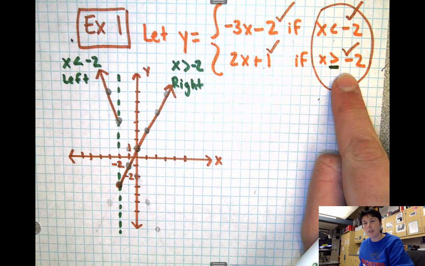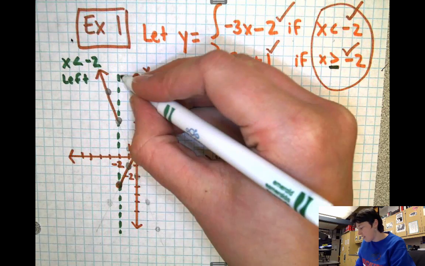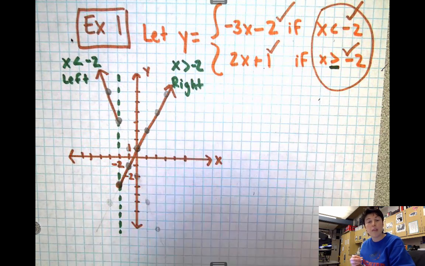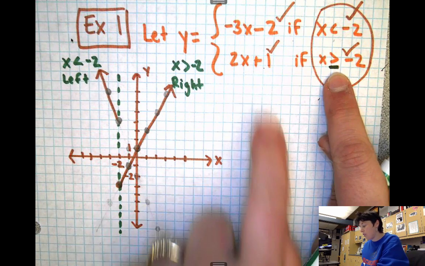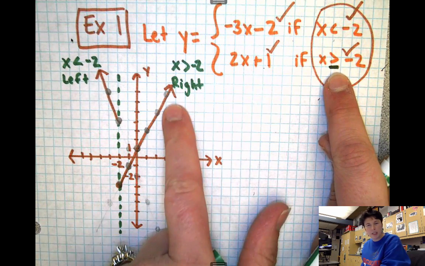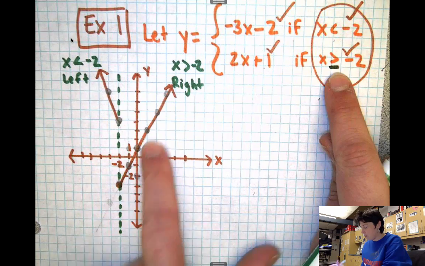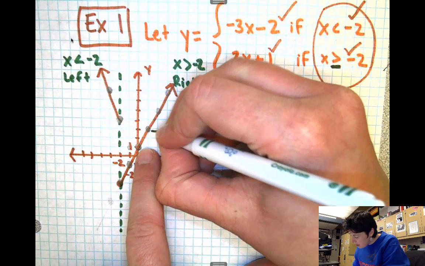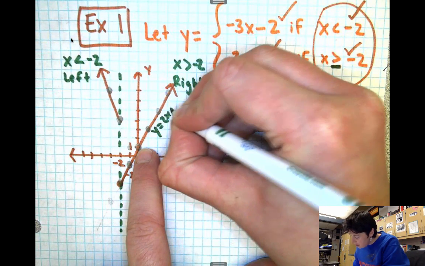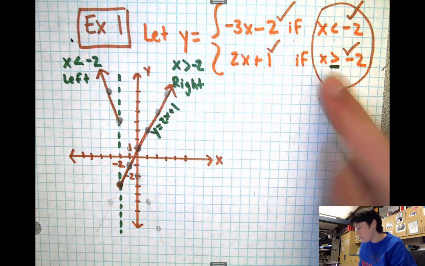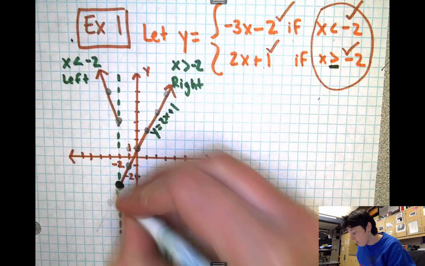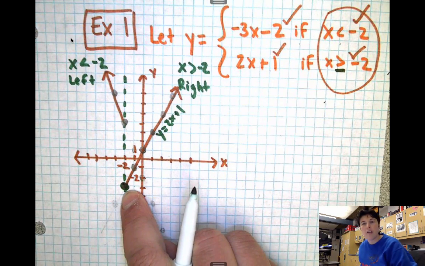If there's an equal sign, then right here on our dotted line, we have to make a solid point. But we have to make a solid point with the equal sign equation, the 2x plus 1. Well, that's this one, isn't it? This is the 2x plus 1. In fact, I'm going to write right next to it, y equals 2x plus 1. That's that line. So that line has the equal sign, so that line gets a nice solid point right there at the dotted line. It's going to be very solid.